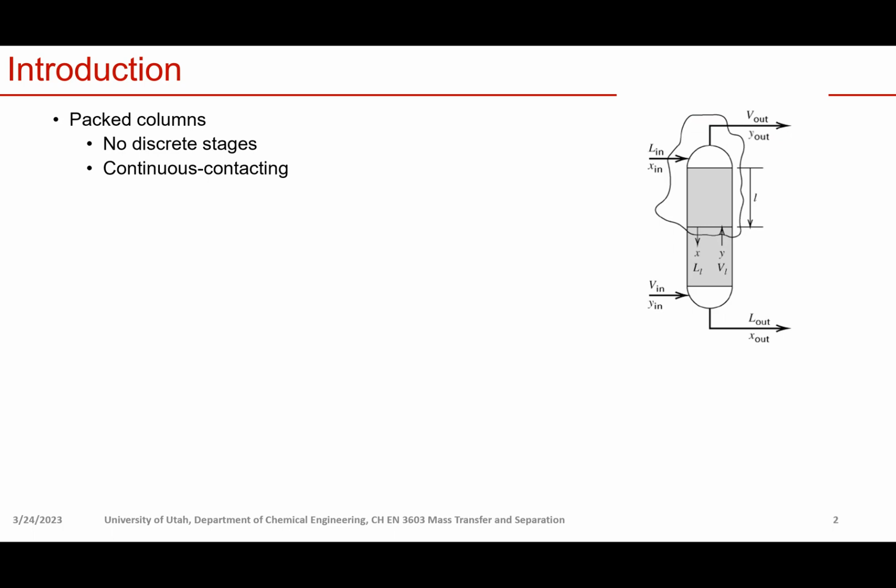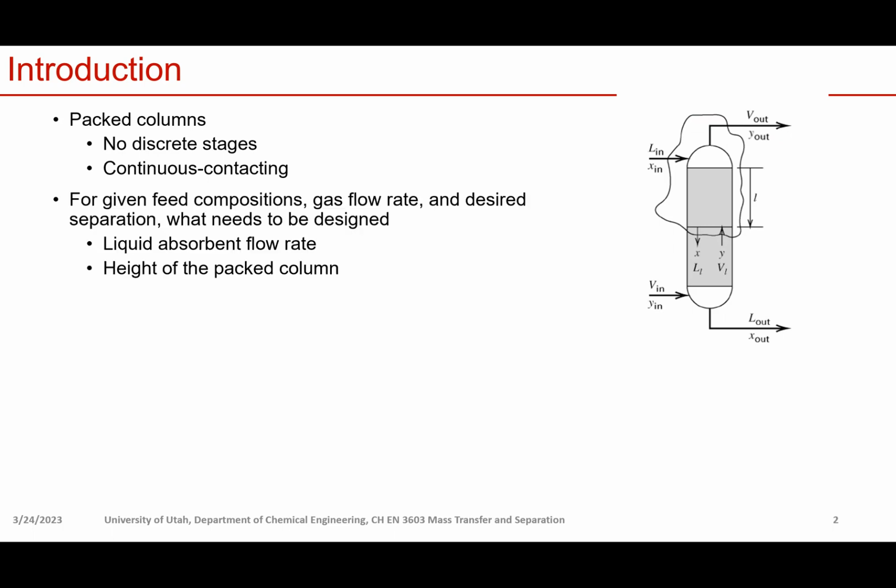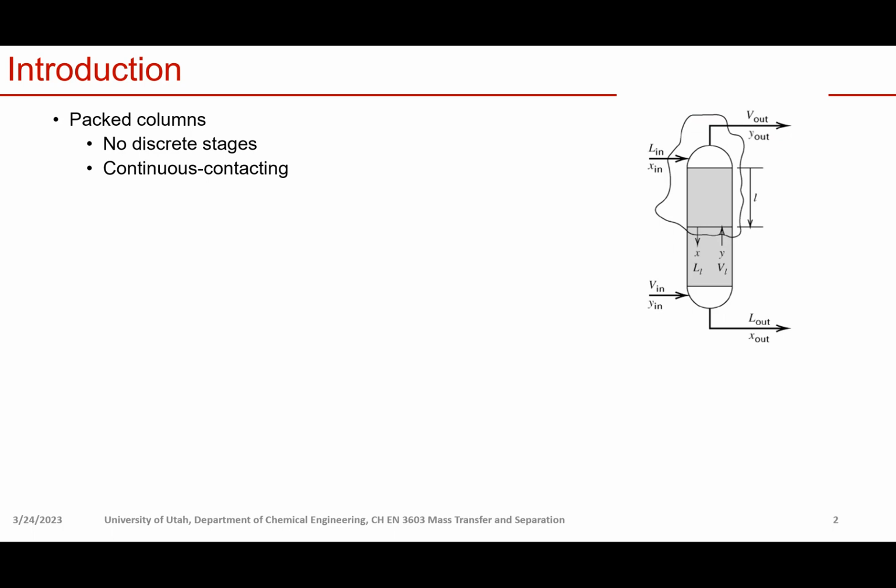Now the difference is in a tray tower, you have discrete stages, which is a tray, in which the liquid stream contacts with the gas stream. But in a packed tower, you have basically the materials being packed in this column. There are no discrete stages. And when liquid flows down and gas flows up, they contact with each other kind of continuously and gradually. Right?